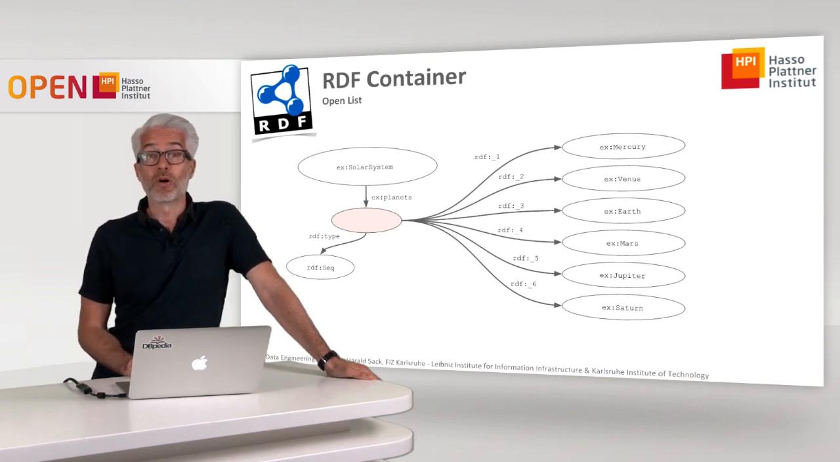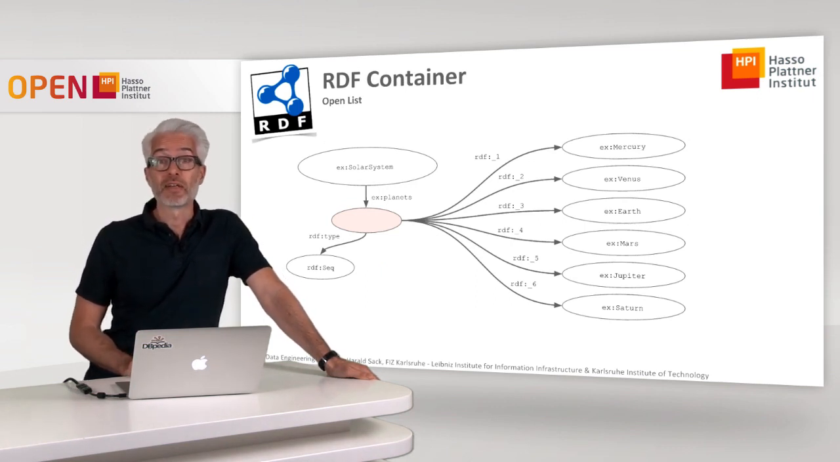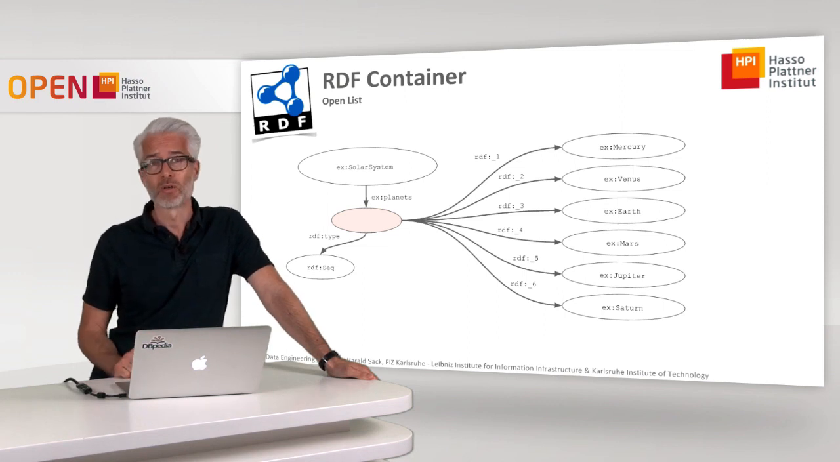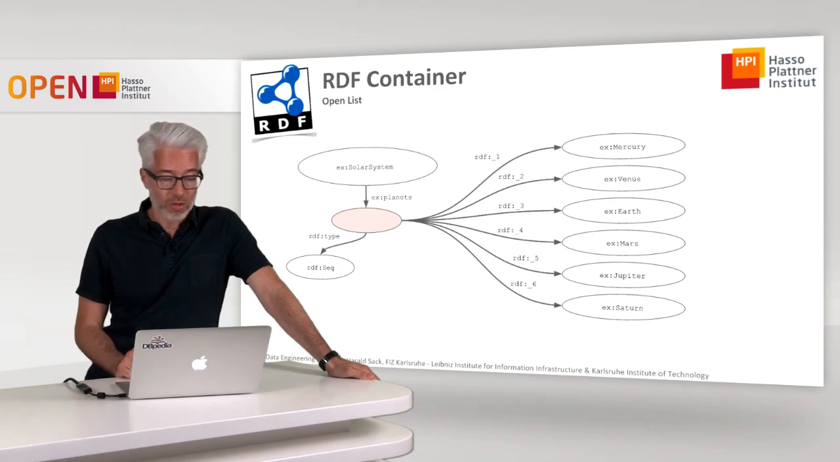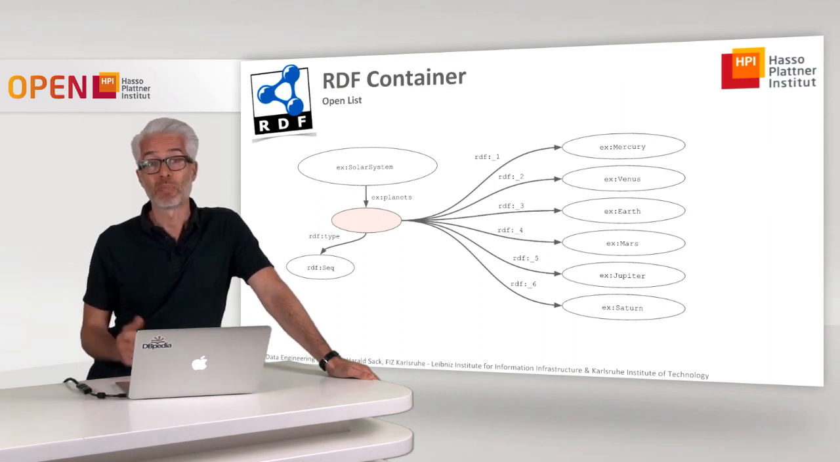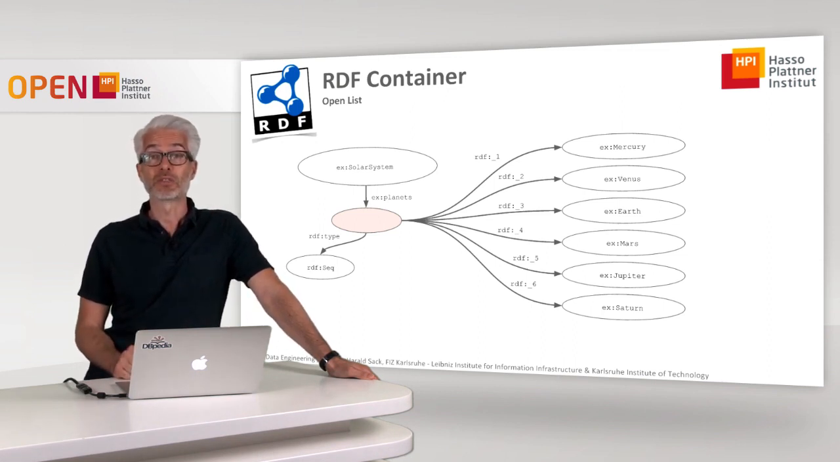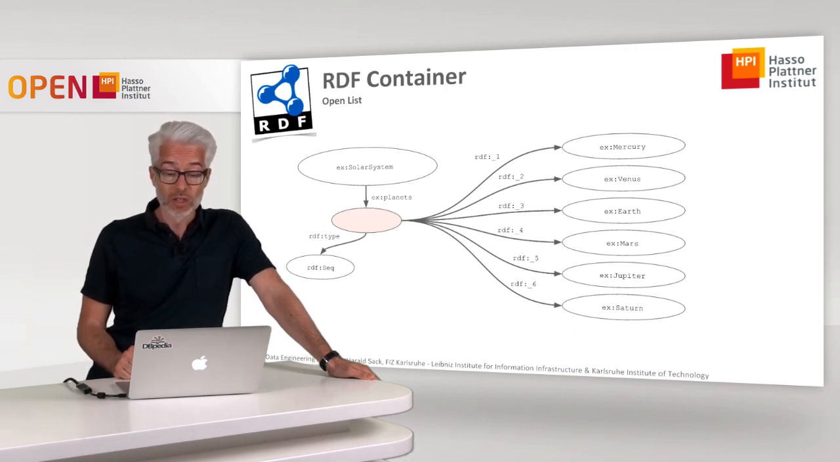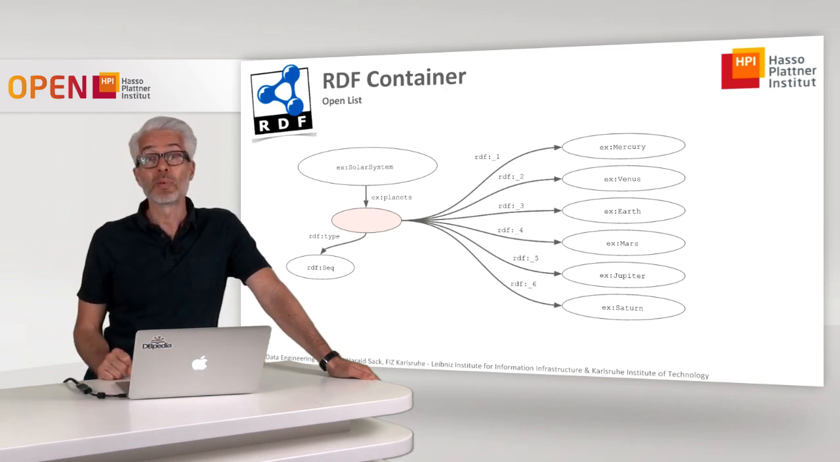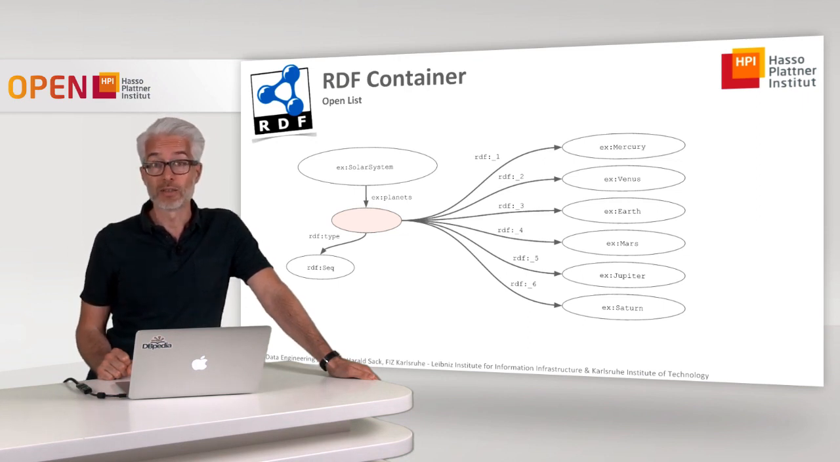First one is the so-called open list. It's the RDF container. Now this looks, of course, rather complicated. So we will see that it's much easier than you think. What we want to express here is that we define something which is the solar system, and then we define the planets, and the planets are defined as an RDF container. And the RDF container is a blank node here, which contains then the single planets. The nice thing is then you can refer to all the planets by referring to exactly that container.